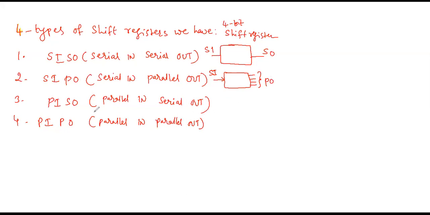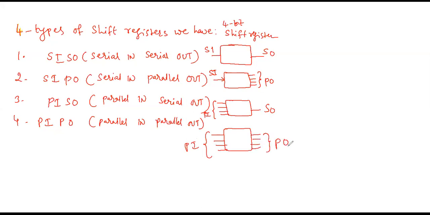Parallel out. Next, parallel in. So 4-bit, so we have 4 inputs. This is parallel in, serial out, single one. Next, parallel in, parallel out. We have 4 inputs and 4 outputs. So we have 4 types of shift registers: serial in, serial out, serial in, parallel out, parallel in, serial out, parallel in, parallel out.